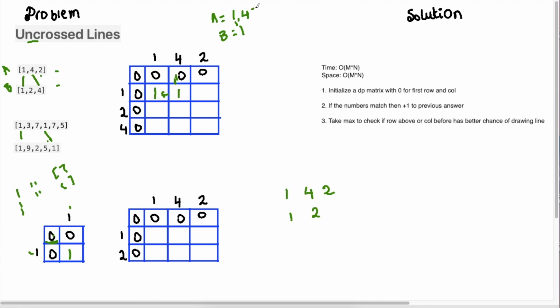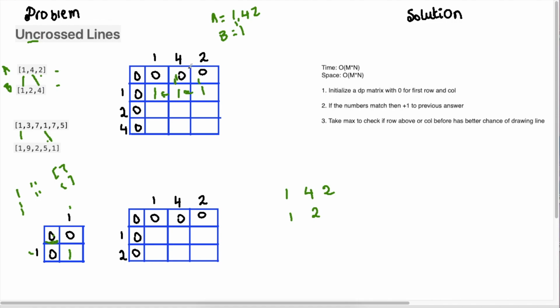Then I come to 2. I'm adding a 2 to the A matrix. And when I'm at this 2, 2 and 1 also don't match. So what do I do again? I just take my max of my previous answers and I just put a 1 here.